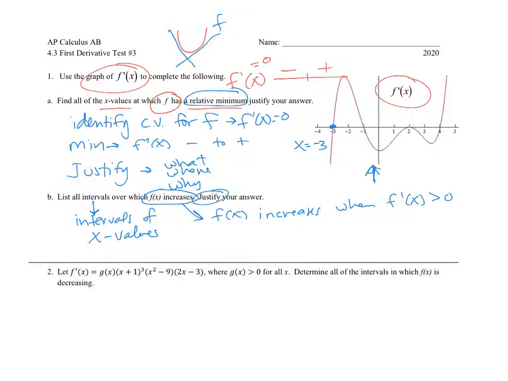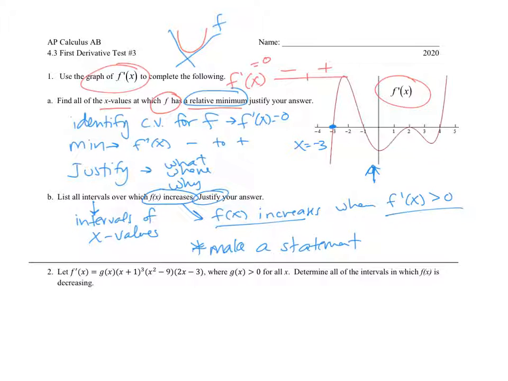Justify, again, means that you need to make a statement. You need to make a statement that f of x is increasing. That's the what. Where, so what x value is that occurring at? And here is the why, because f prime of x is positive.